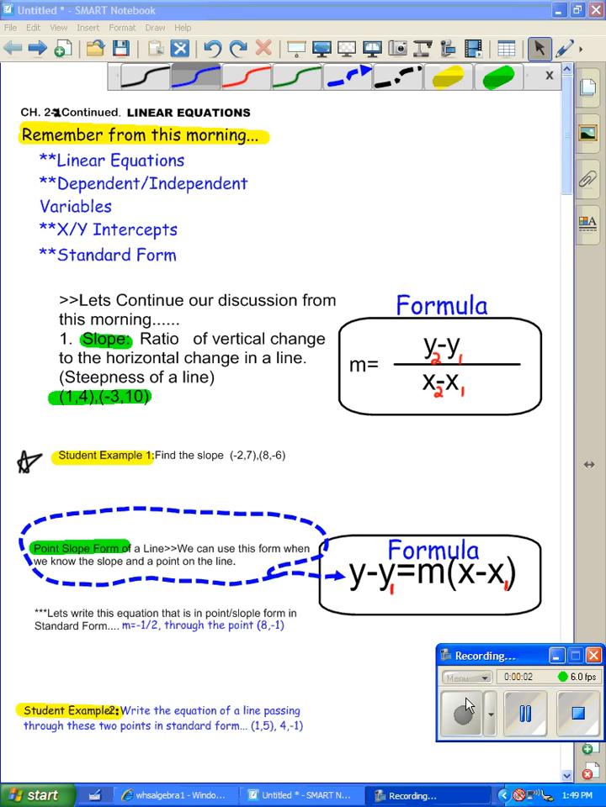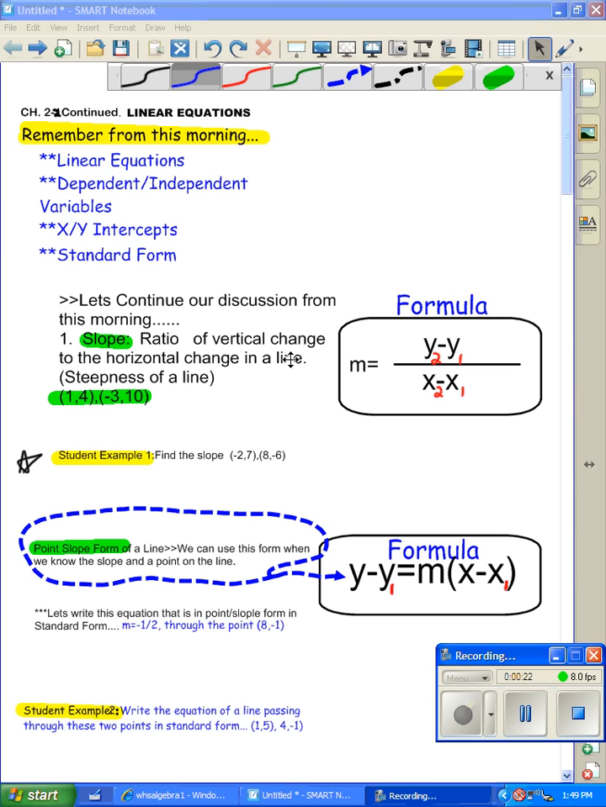Okay guys, remember from this morning, chapter 2-2 continued, linear equations. If you remember, this morning we talked about linear equations, dependent and independent variables, x and y intercepts, and standard form. Well, let's continue our conversation from this morning by talking about another extremely important topic, slope.